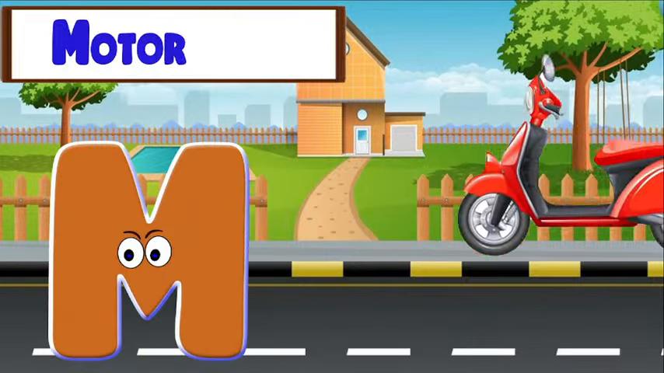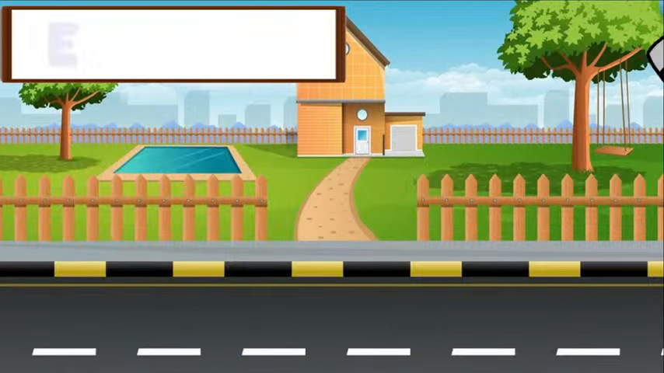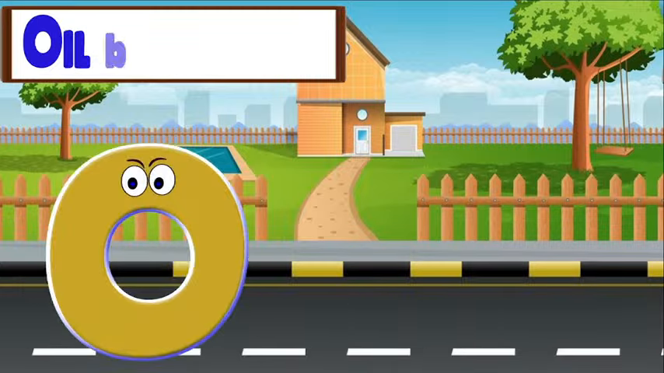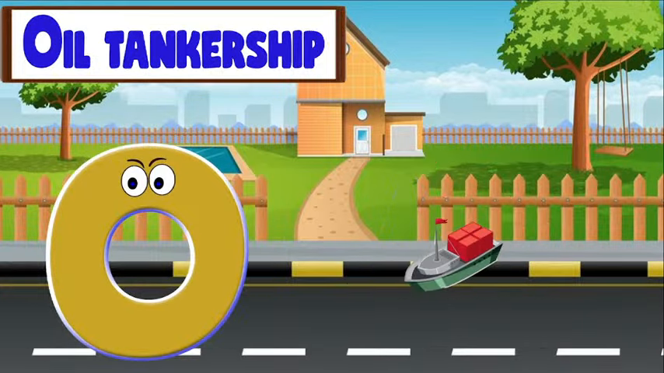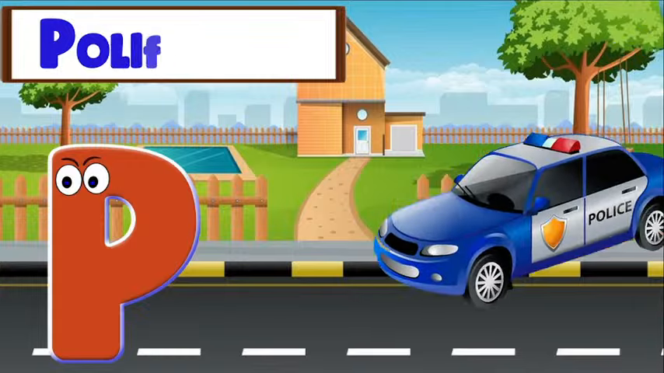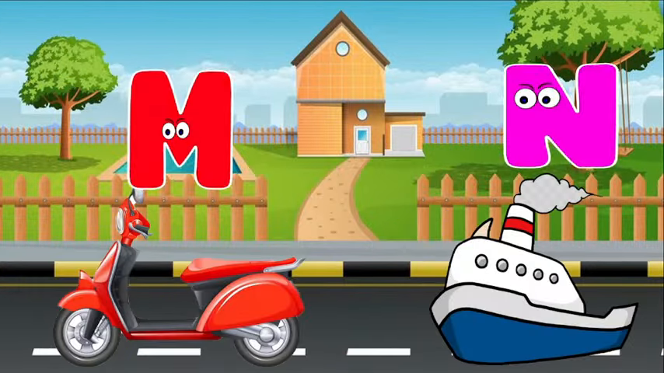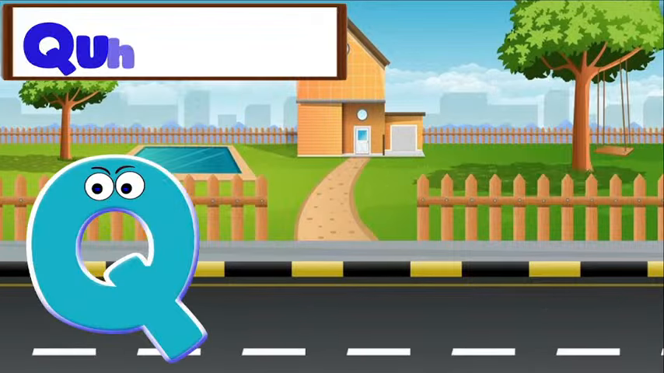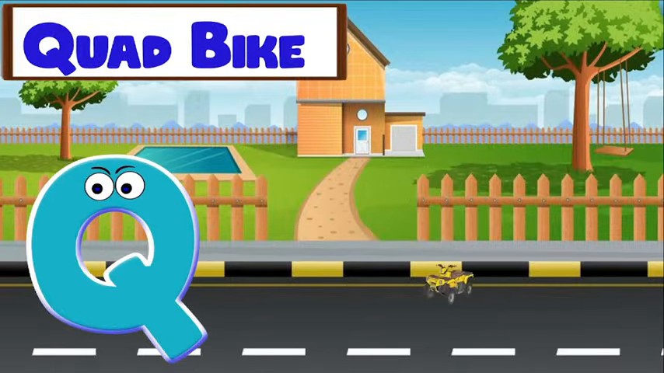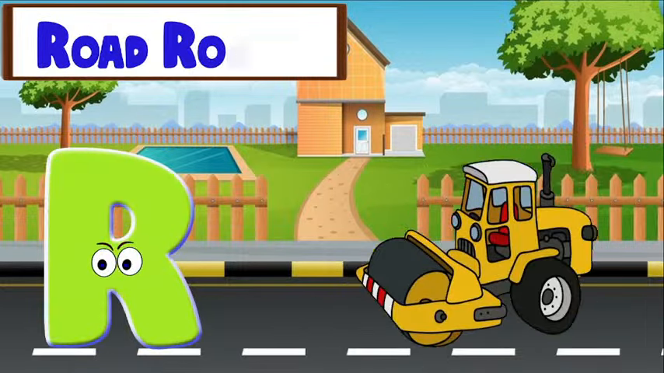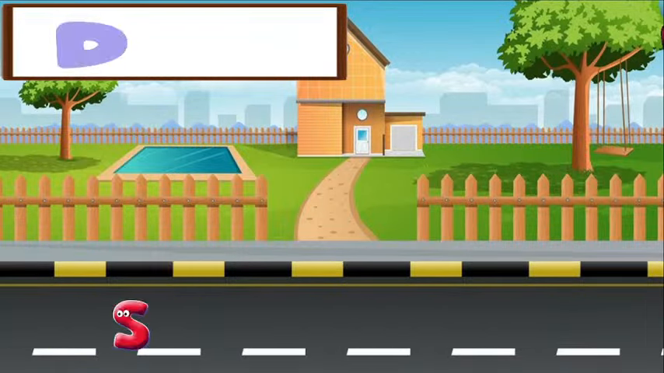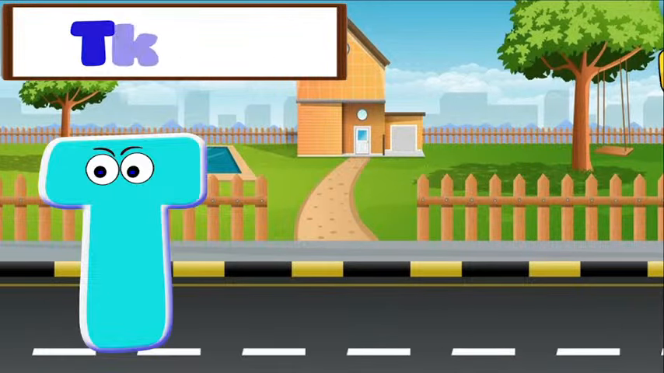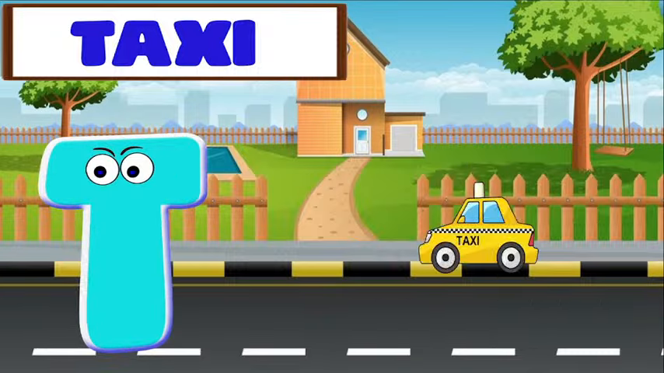M is for motorcycle. N is for navy boat. O is for oil tanker ship. P is for police car. Q is for quad bike. R is for road roller. S is for ship. T is for taxi.